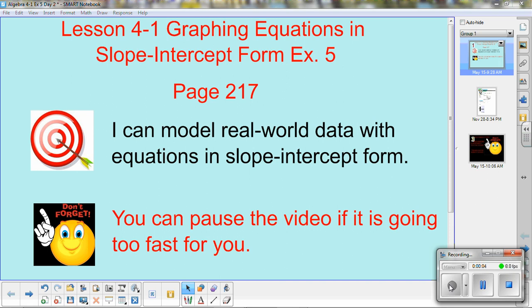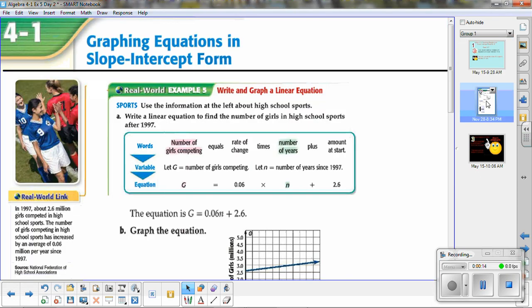In Lesson 4.1, Graphing Equations in Slope-Intercept Form, Example 5, you'll be modeling real-world data with equations in slope-intercept form. In this example, it says use the information at the left about high school sports. Write a linear equation to find the number of girls in high school sports after 1997.